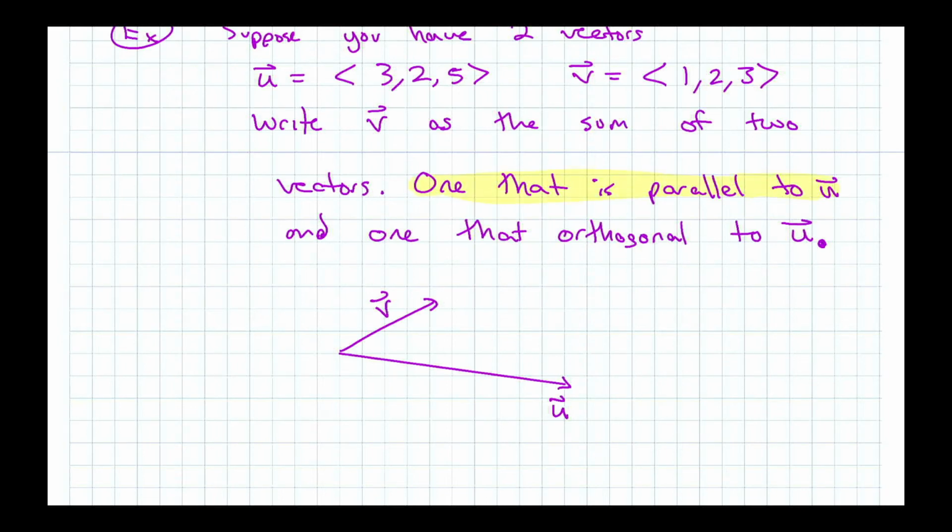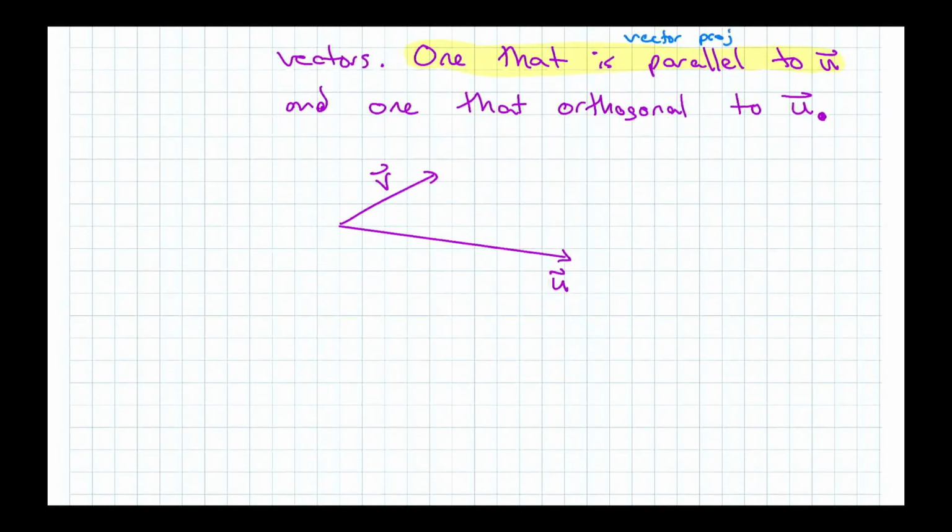Now, the first part here where they say one that is parallel to u, what they're talking about is the vector projection. So this is actually the vector projection, right? Because if you do the vector projection here, you drop this down horizontally, you get this vector, right? And that vector is the projection of v onto u. So I'll highlight that because that's that.